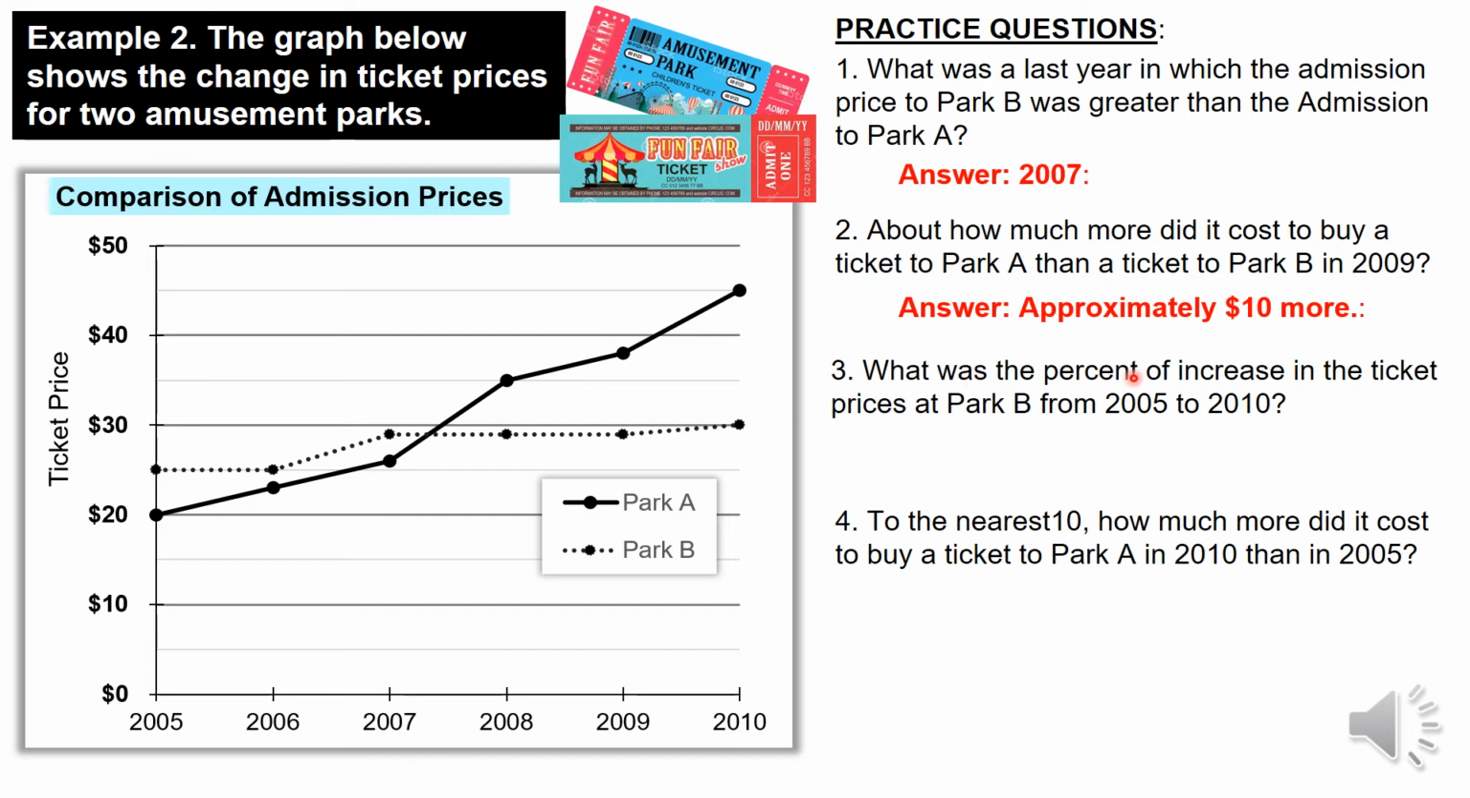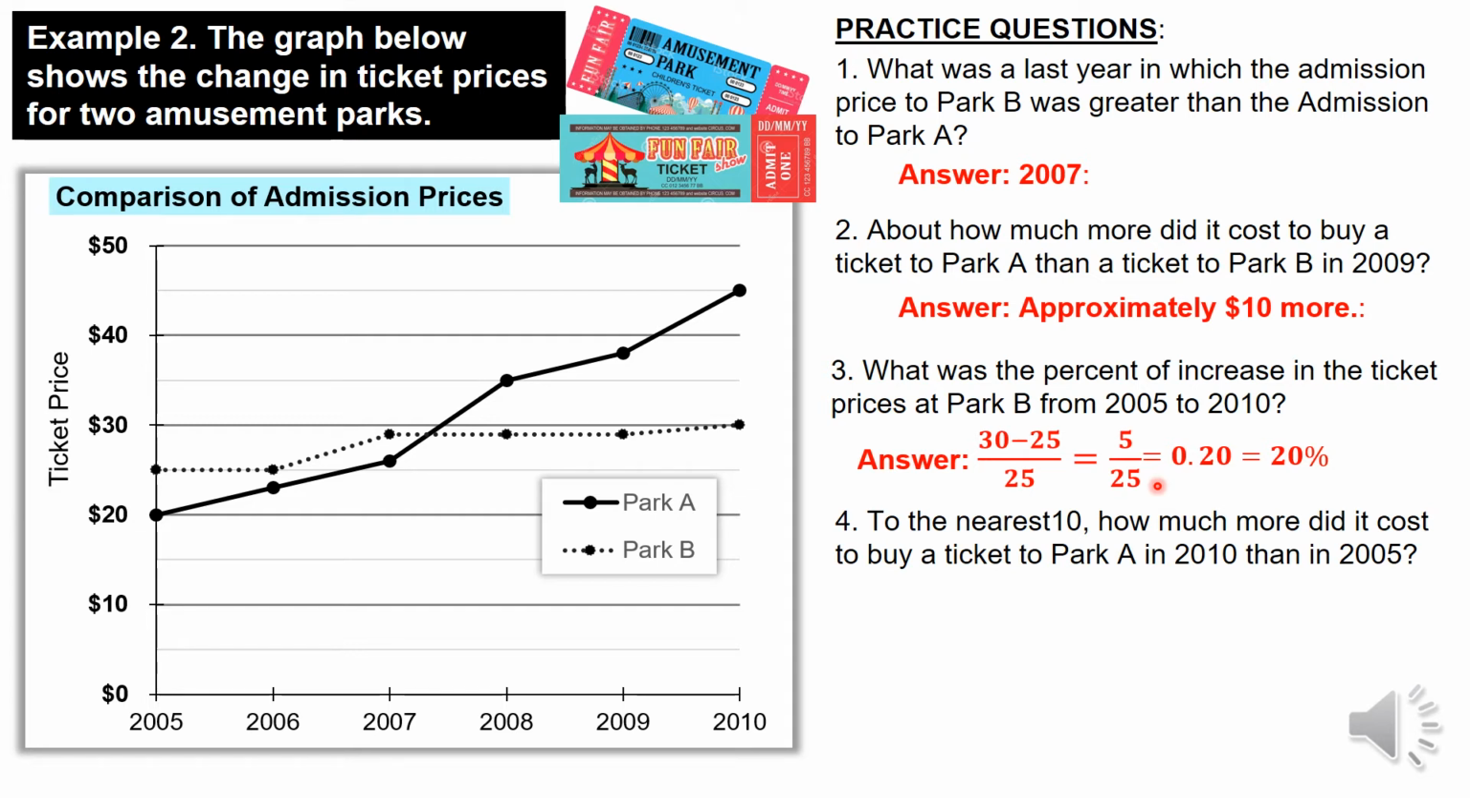Number three, what was the percent of increase in the ticket prices at Park B from 2005 to 2010? So we will focus only on the dotted line, Park B. In 2005, Park B's price is between 20 and 30, so $25, while in 2010, $30. So we will subtract 30 minus 25, divided by 25, the original ticket price. So 30 minus 25 is 5. 5 divided by 25 gives us 0.20, and moving two places to the right, we have 20% of increase in the ticket prices.